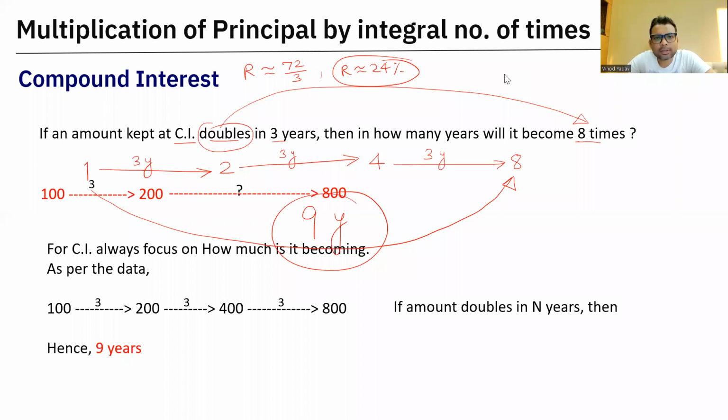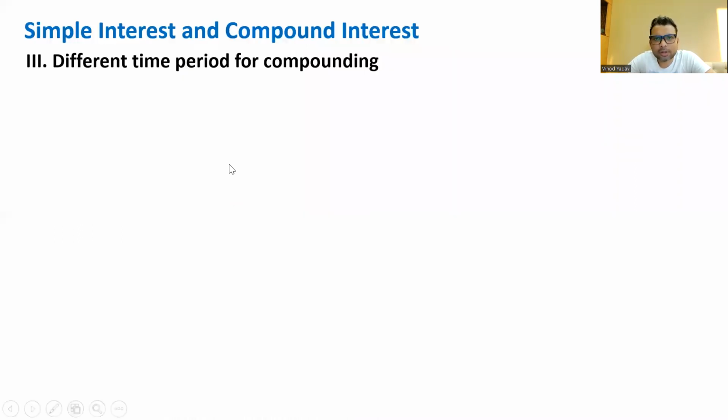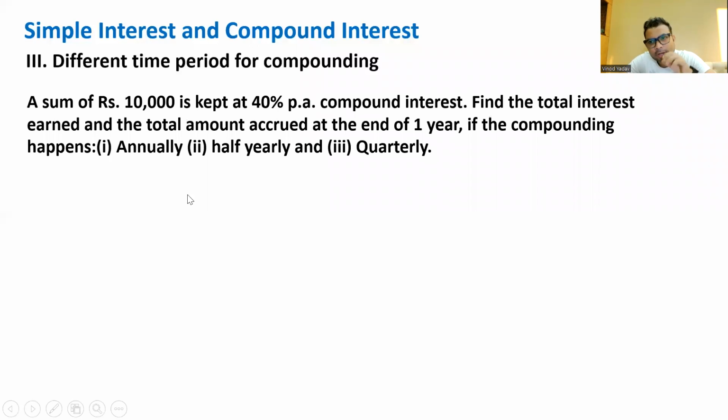Now, one last thing, that is different time periods of compounding. Remember, in the beginning we had discussed compound interest can be calculated annually, half yearly, quarterly, all those things. Let's understand through this example. A sum of 10,000 rupees, that is your principal, is kept at 40% per annum. So the rate is 40% compound interest. Find the total interest earned and the total amount accrued at the end of 1 year if the compounding takes place in 3 ways: annually, half yearly, quarterly.